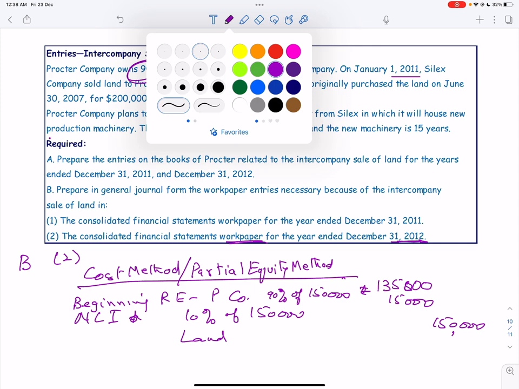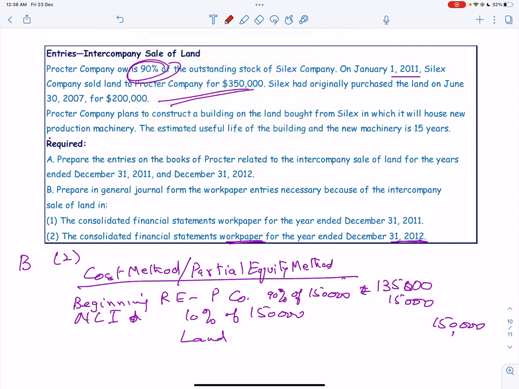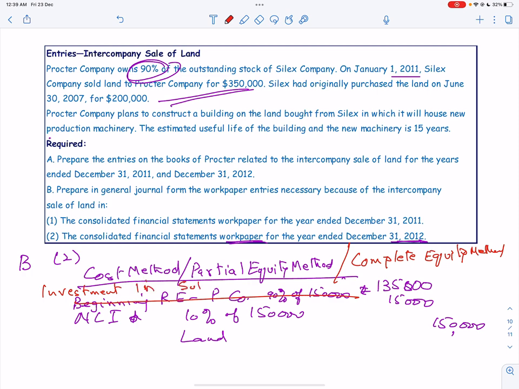Now, if we are going to follow not the cost method or the partial equity method, but say the complete equity method, then the beginning retained earning will be substituted by investment in subsidiary. So investment in subsidiary will be debited by 135,000. Non-controlling interest will be the same 15,000, and land will be credited by 150,000.